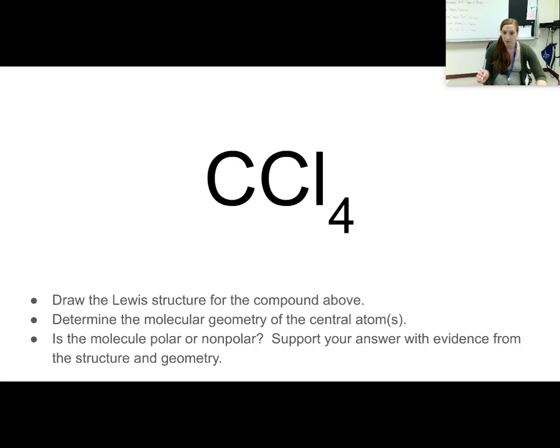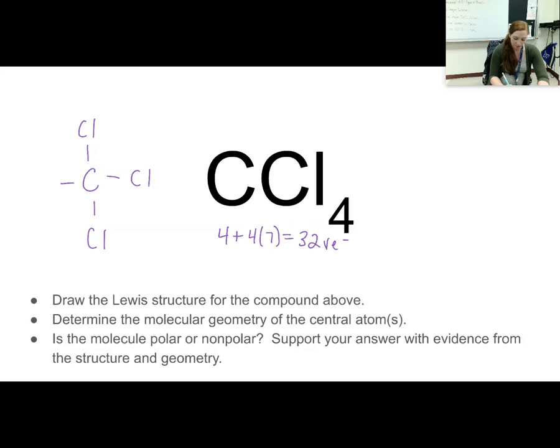So with any Lewis structure, we want to start by finding the total number of valence electrons. So I've got 4 coming from carbon. I've got 4 chlorines at 7 apiece, which is going to give me a total of 32 valence electrons. Okay, carbon is in the center because there's only one of them. It also has the lowest electronegativity, so I'm going to go ahead and place that carbon in the center, put my bonds around. 4 bonds at 2 electrons apiece, that is 8 electrons used so far.